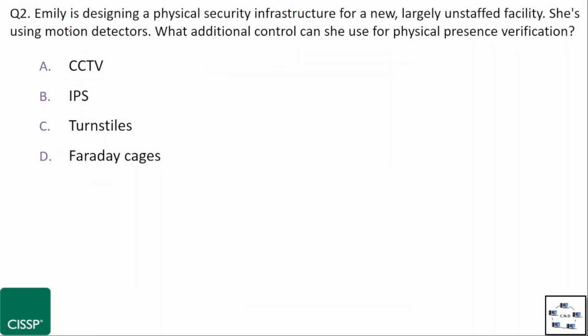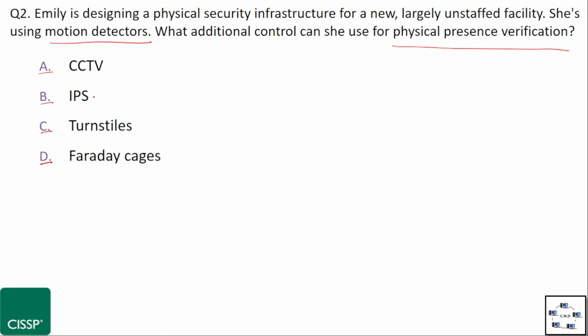Question number 2. Emily is designing a physical security infrastructure for a new, largely unstaffed facility. She is using motion detectors. What additional control can she use for physical presence verification? And the options are option A, CCTV, option B, IPS, option C, turnstiles, and option D, Faraday cage.